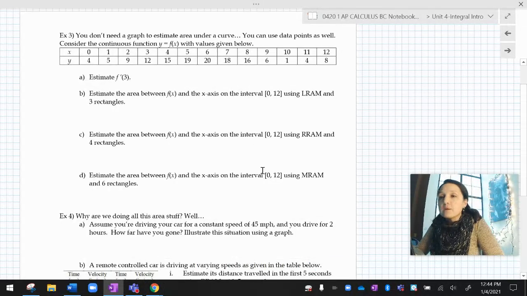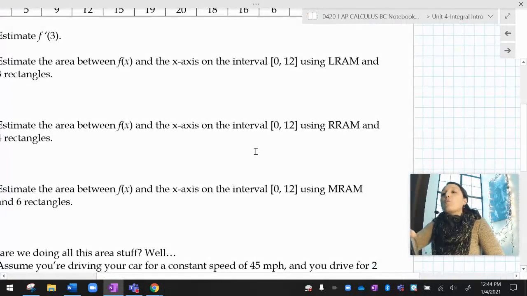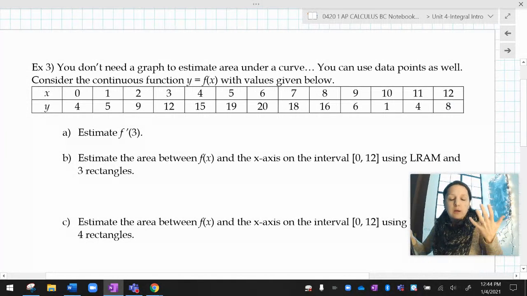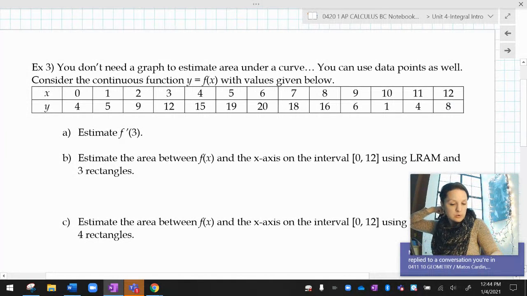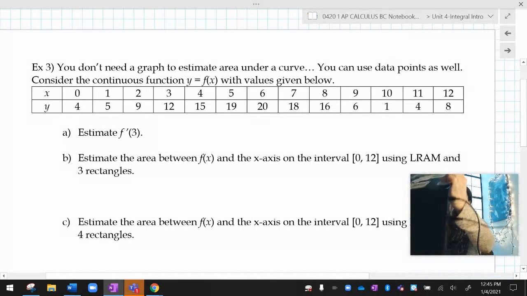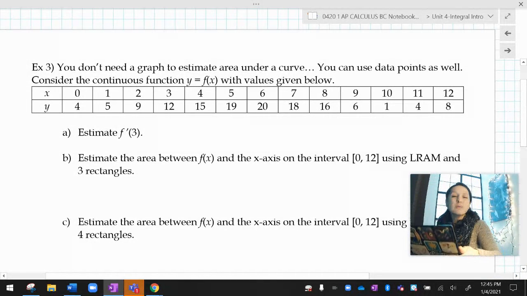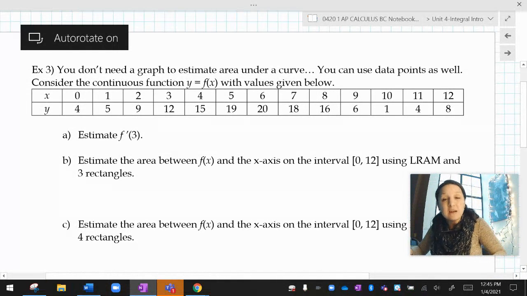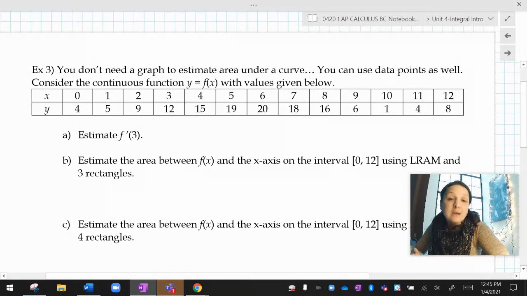All right. So what do I got here? Now, one of the questions I always get is, can computers do the area under the curve for us? Why do we have to do the rectangles? That just seems silly to do these rectangles when we could be more specific. And you're right, that's true. But the thing is, you don't always have a graph. Sometimes all you have is data. And if you have data, rectangles are going to be the way to go. So this is an example of what if you don't have a graph? You don't need a graph to estimate the area under the curve. You can use data points as well.